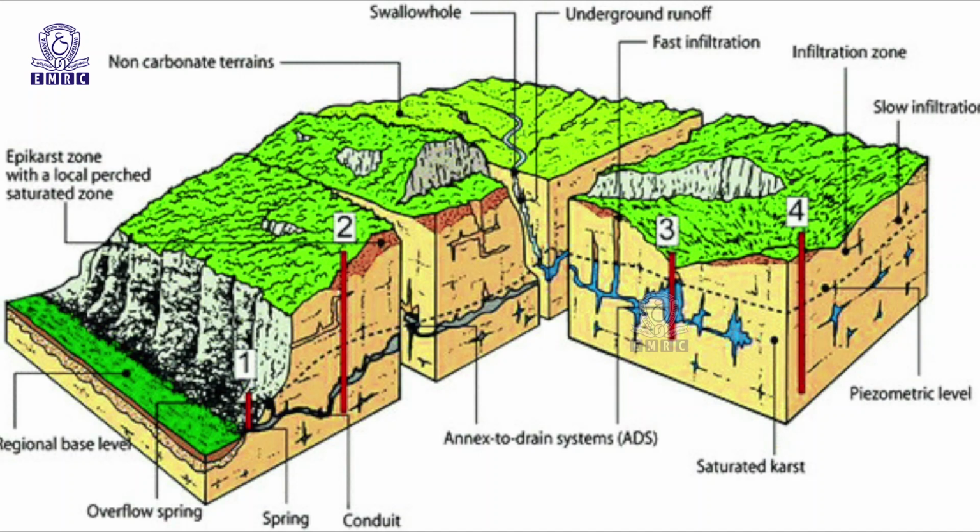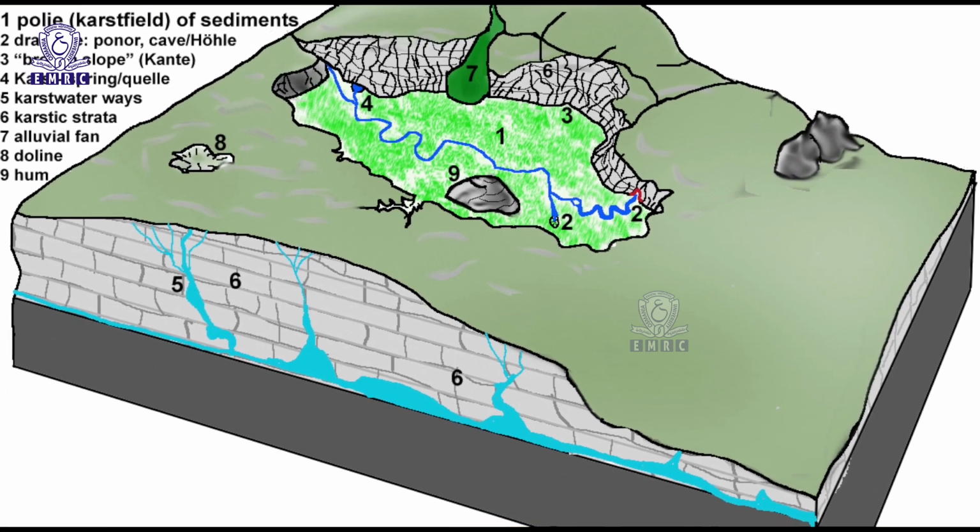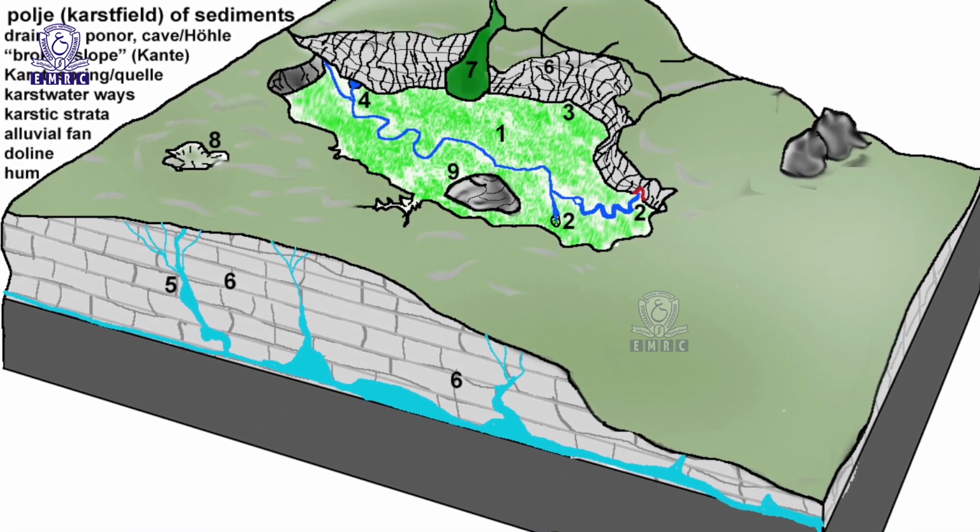Poljes. Poljes are most extensive depressions that develop on the surface of karst region due to the merging of adjacent uvalas. They are characterized by vertical side walls and flat floors. Poljes are in fact closed basins, elliptical in shape.